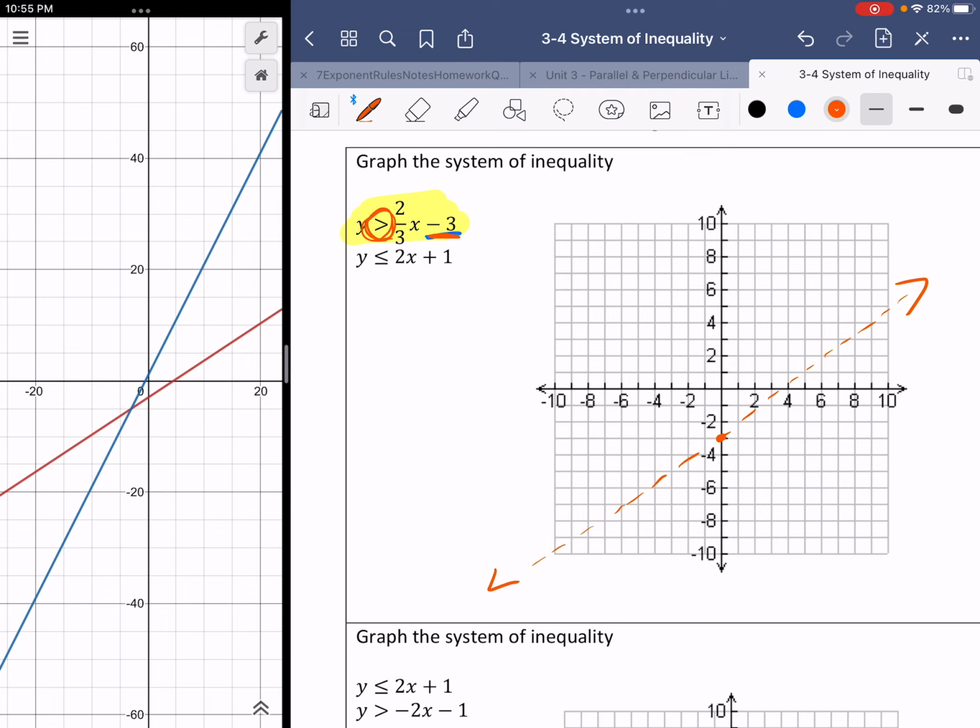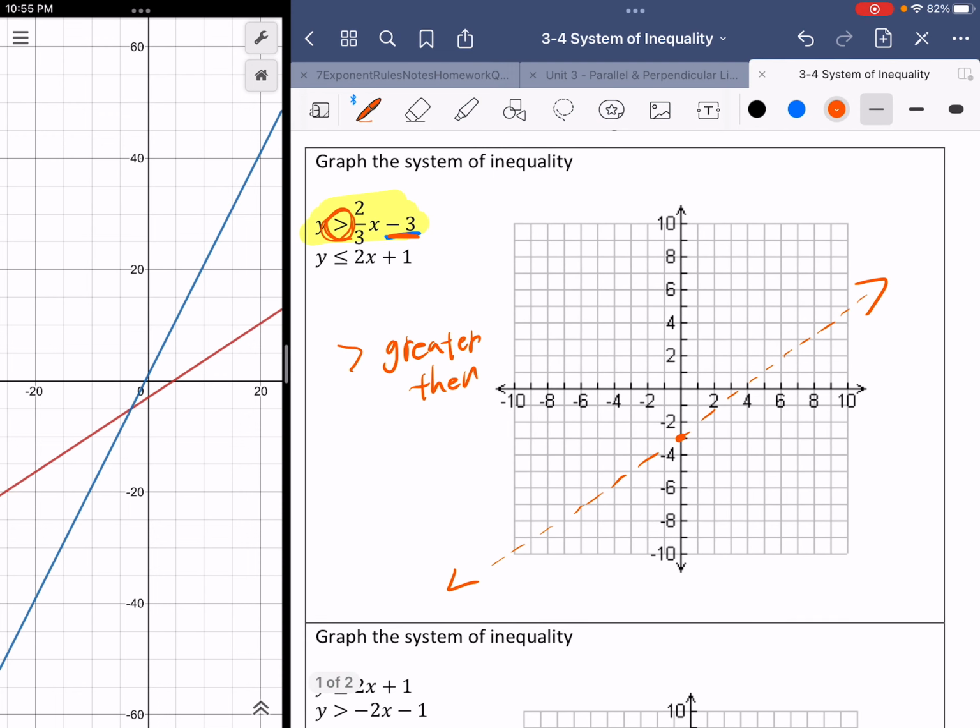And this one is this inequality symbol. This one is greater than. Okay. Therefore, you have to shade up. Now, if you don't have a highlighter, I mean, you should have one, but if you use a highlighter, your paper is gonna be messy. So lightly with your pen, just do it like this, okay?